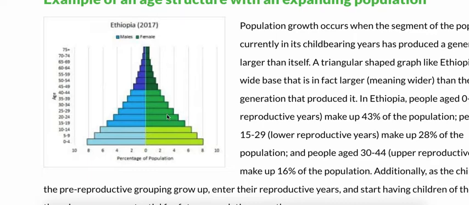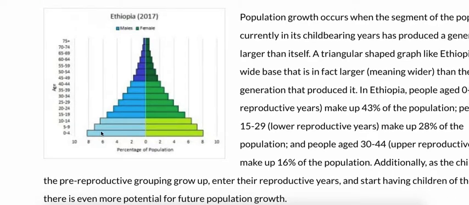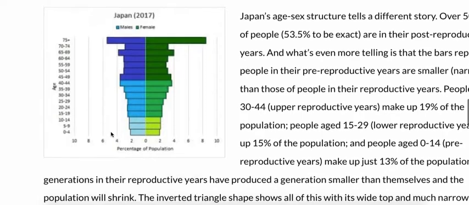So also interesting on this graph, you see that even though there's more males born in Ethiopia right here, the females are tending to live longer. So you can see at the top of this that there's more females alive. This starts to get larger in comparison to this size, even though they start out with more males.